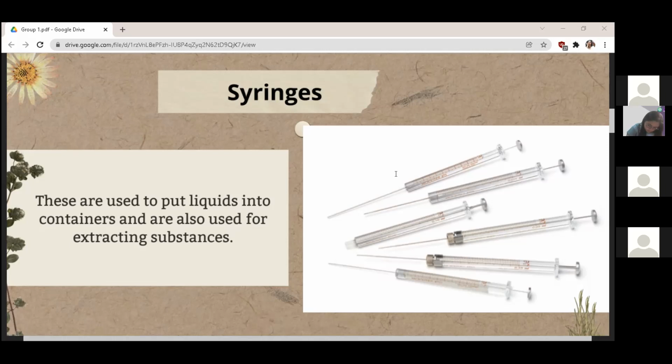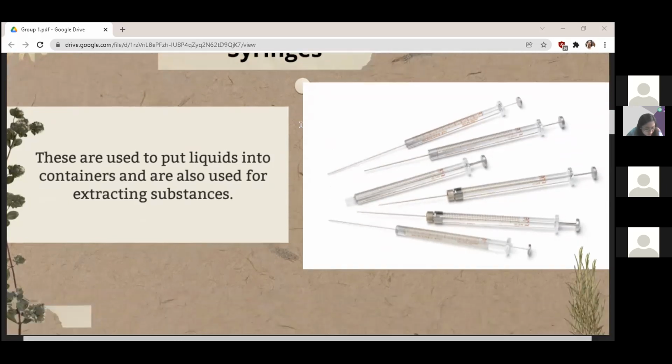Syringes. These are used to put liquids into containers and are used for extracting substances. The syringe and needle market includes disposable and safety syringes, injection pens, needleless injectors, insulin pumps, and specialty needles. Hypodermic syringes are used with hypodermic needles to inject liquids or gases into body tissues or to remove them from the body.